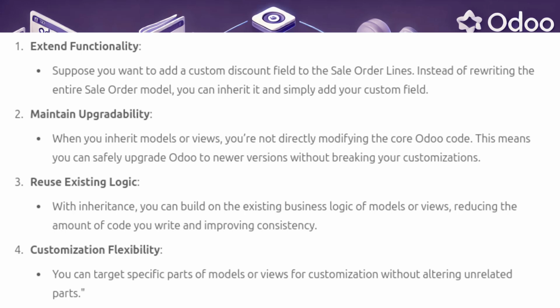Maintain upgradability. When you inherit models or views, you're not directly modifying the core Odoo code. This means you can safely upgrade Odoo to newer versions without breaking your customization. Reuse existing logic. With inheritance, you can build on the existing business logic of models or views, reducing the amount of code you write and improving consistency. Customization flexibility. You can target specific parts of models or views for customization without altering unrelated parts.